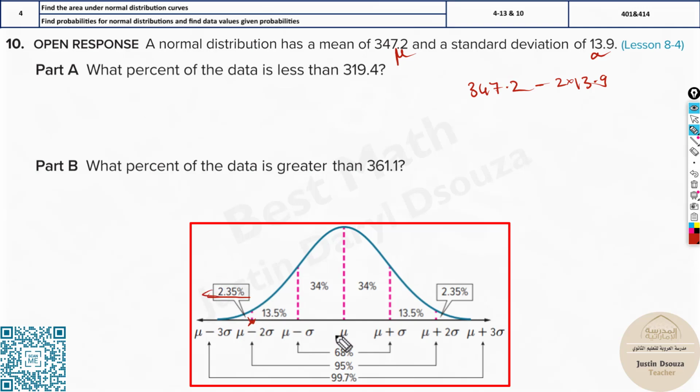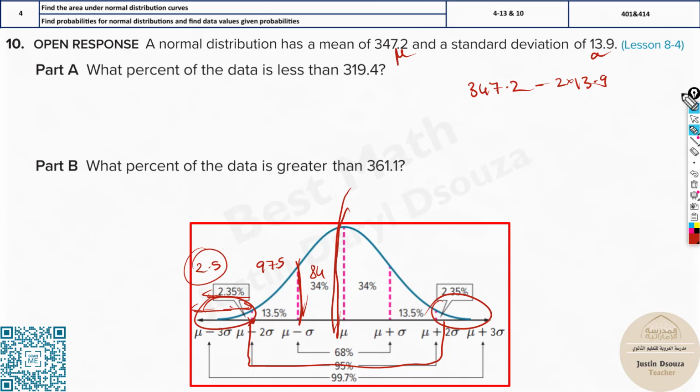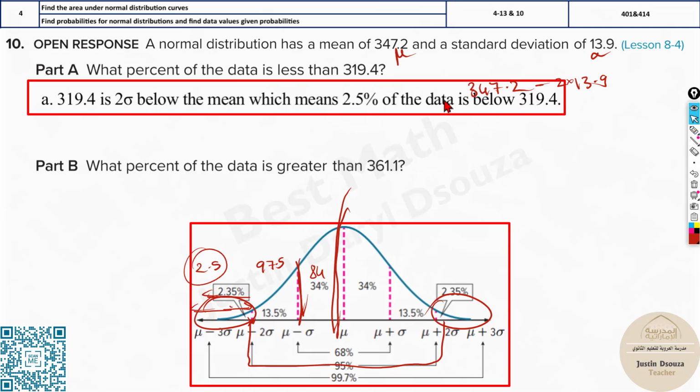What is this? From here to here, this much is 95. Or do from the middle. 50 here, this much is 84 plus 13.5. It'll be 97.5, right? What is remaining here? What data is remaining? It is 2.5 that is remaining. Or else you can also see from here to here, it is 5%, 95. So 5% is remaining. So half of 5 and half of 5. Half of 5 is 2.5%. So the first answer will be 2.5% only. That much percent of data is remaining below this particular value.